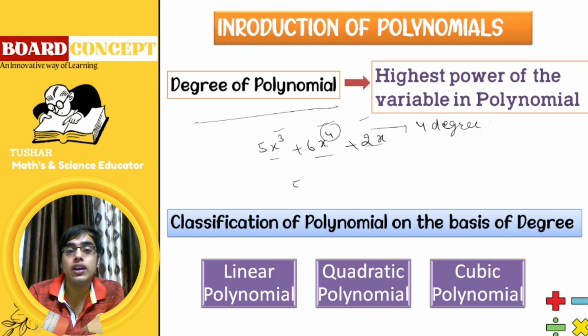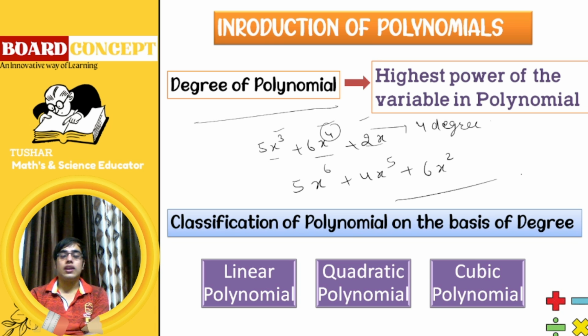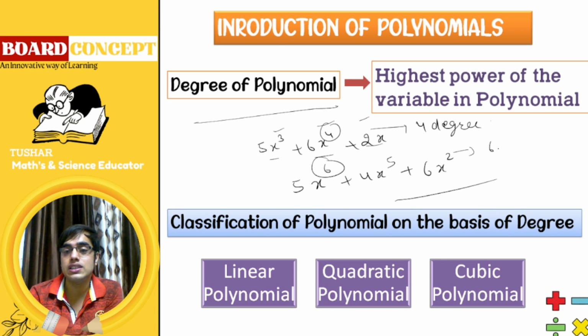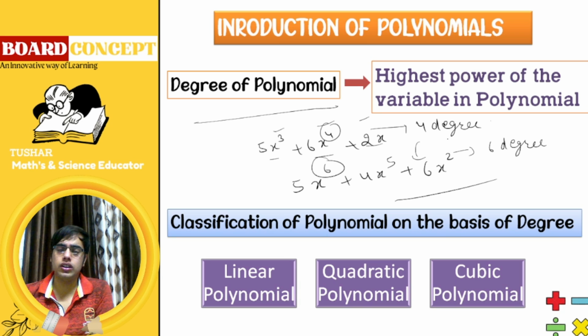Another example is 5x power 6 plus 4x power 5 plus 6x power 2. This is an example of a polynomial. We can say that here the highest power is 6, so 6 is the degree of this polynomial.